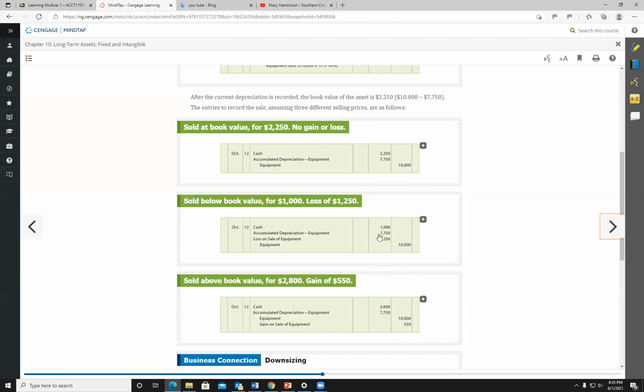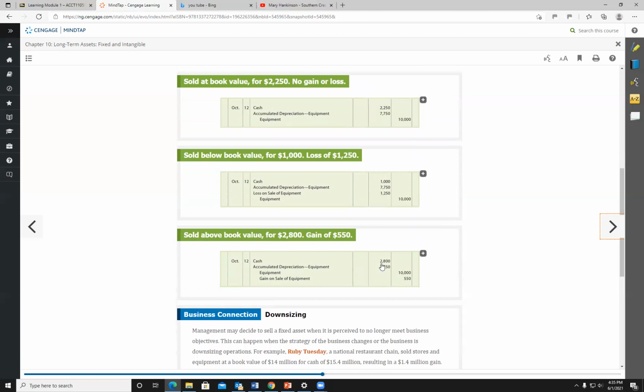If your total cash and total accumulative depreciation do not equal the value of the equipment, then you know you had a loss on the sale of the equipment, and therefore you need to record a debit to the loss on sale of equipment. If your cash and accumulative depreciation are more than the value of the equipment, then you get to record a credit to your gain on the sale of the equipment.